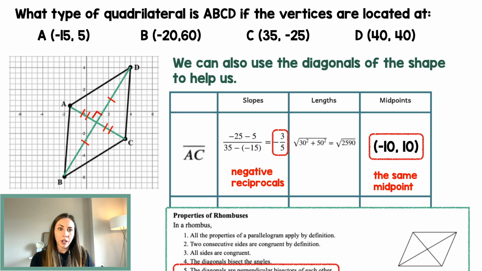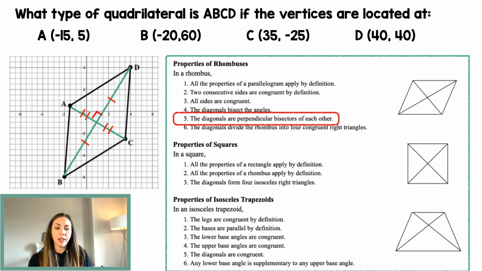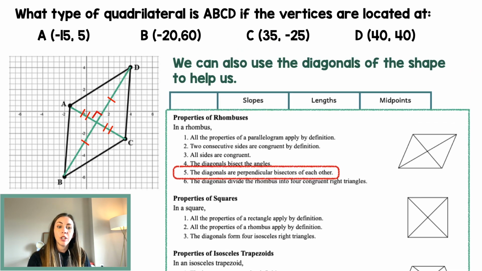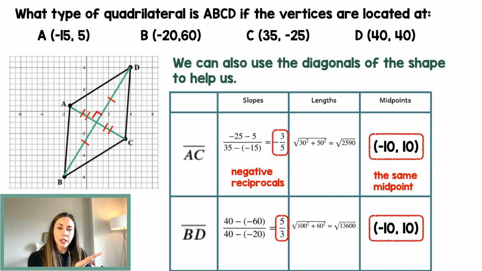Well, taking a look at our sheet, one property of rhombuses is that the diagonals are perpendicular bisectors of each other. So if you prefer, you can just take this approach instead of doing all of the lengths and slopes of all the sides. You can just do the slopes, lengths, and midpoints of the diagonals instead, and that would have also given you conclusive information that this is a rhombus.